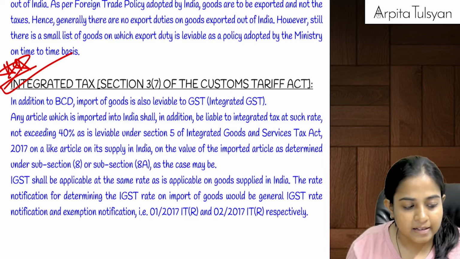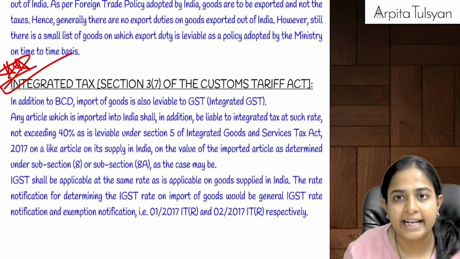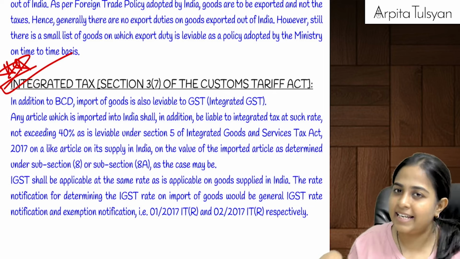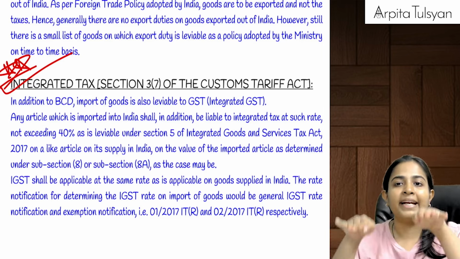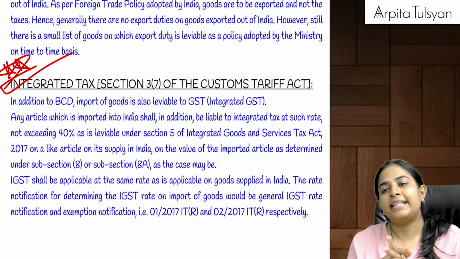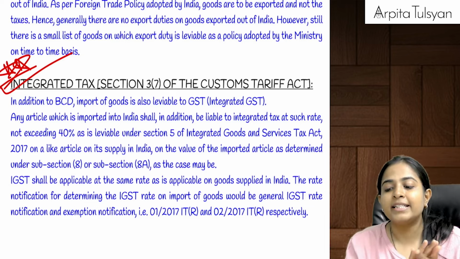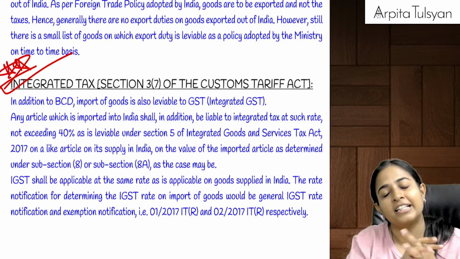Let's rediscuss it. So now we know that if we are purchasing any goods here in India, then at that time GST, CGST, SGST, IGST, UTGST, etc. can be applicable. Just to bring it at par with the domestic market, they are saying that at the time of import, IGST will also apply. IGST will be a maximum of 40%, the maximum that we have studied under the IGST Act.